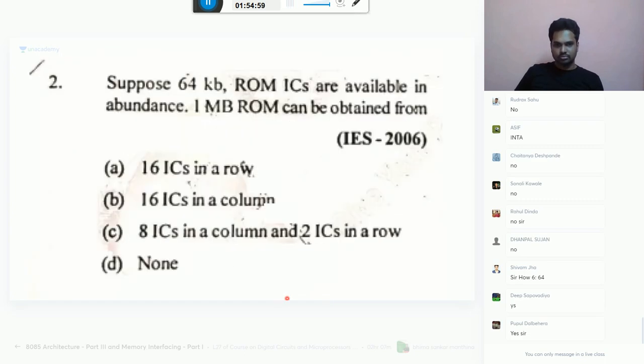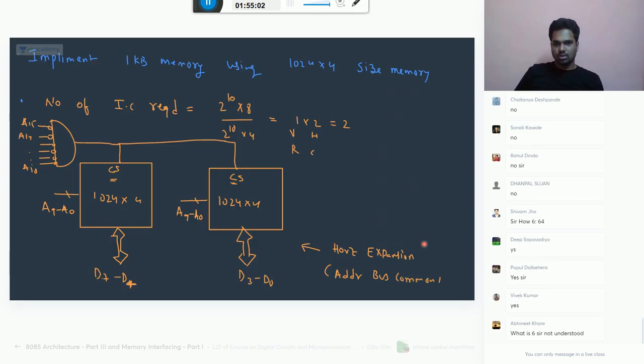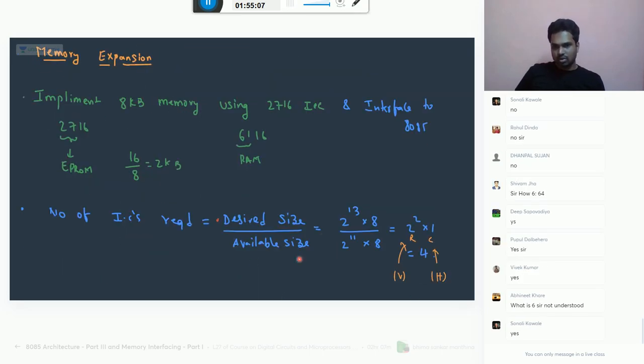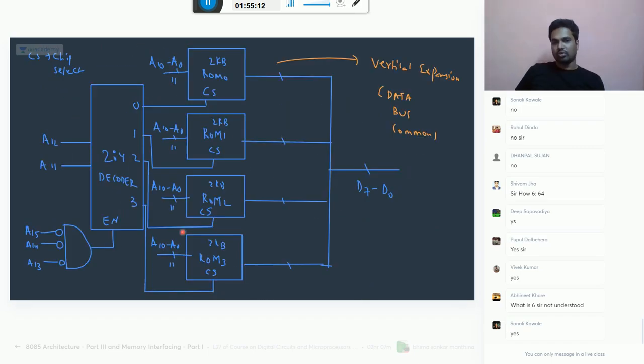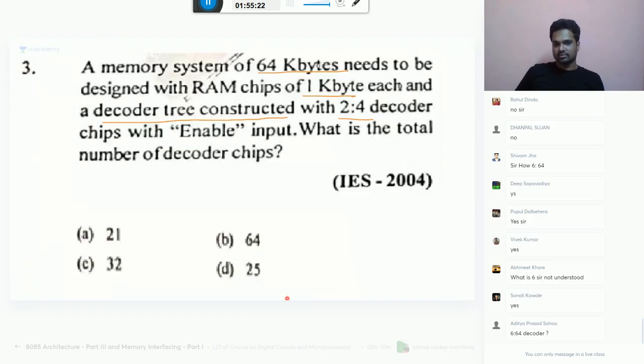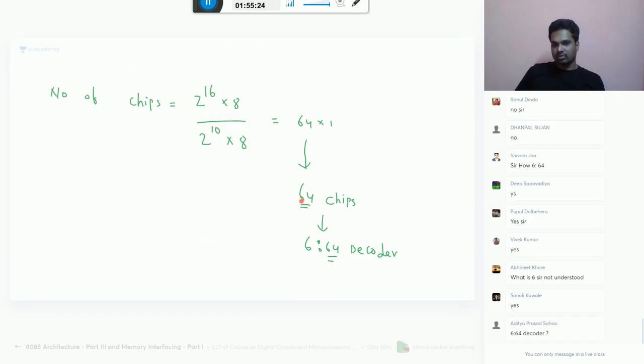1 minute, Shivam. Here, how many chips are required? 4 chips. That's why to select 4 chips, you need a 2 by 4 decoder. Similarly, here how many chips are there? 64. I need to activate one chip at a time. To get 64, you need to have a 6 by 64 decoder. That much simple. Got it?